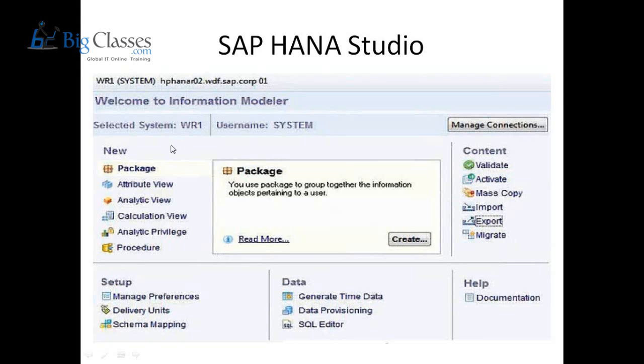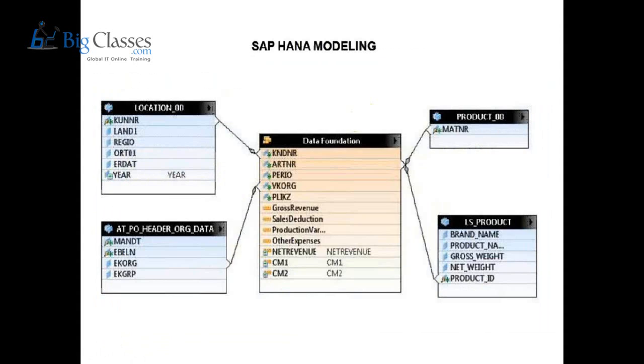You can create packages, then you can create the information models. You can give some privileges on a particular data set. You can create the stored procedures within your HANA Studio, and you can quickly validate, activate, mass copy, import and export, and migrate the objects. You can also create time dimensions, Gregorian and physical. You can create delivery units so that you can move it from one system to another. So this is the modeling activity that we perform.